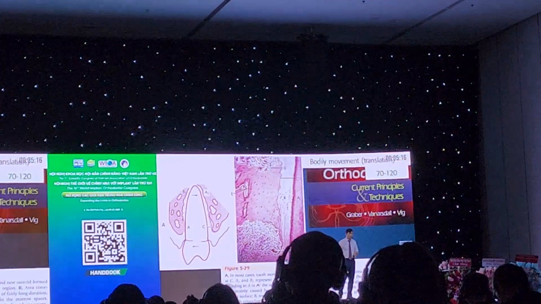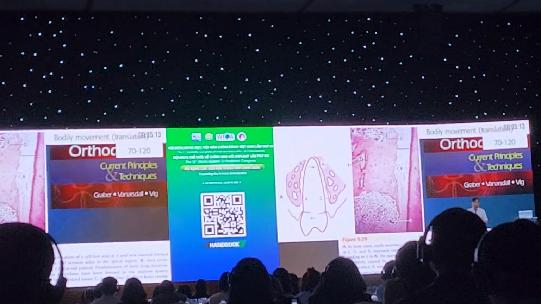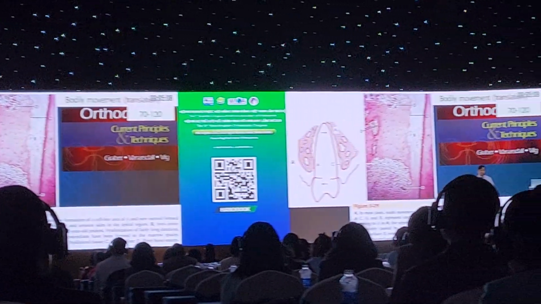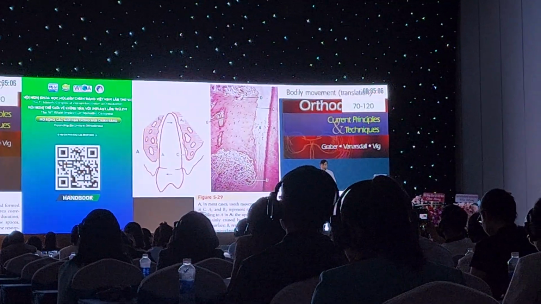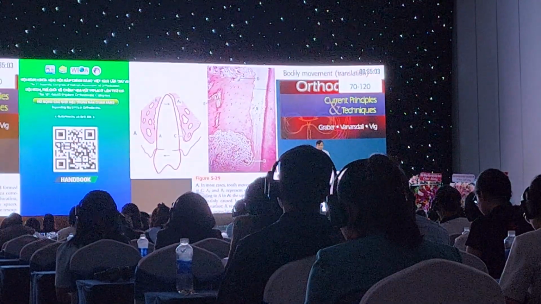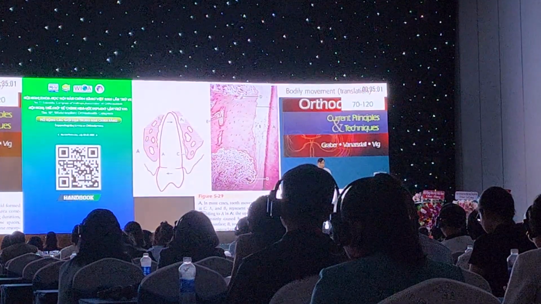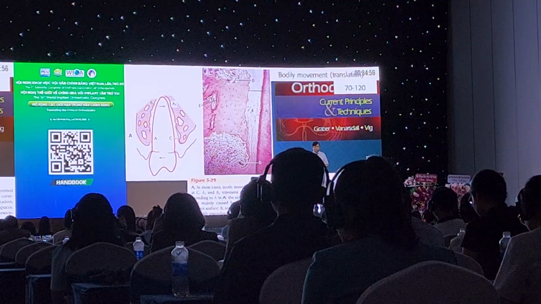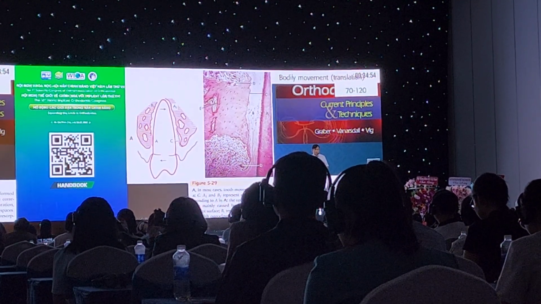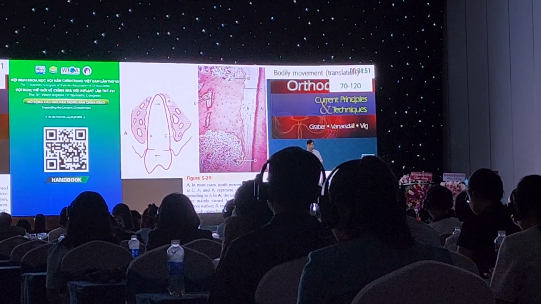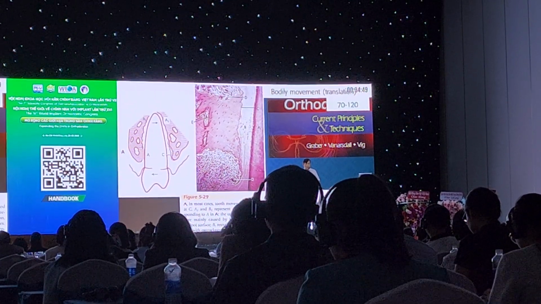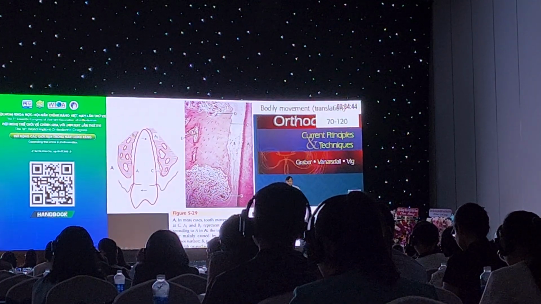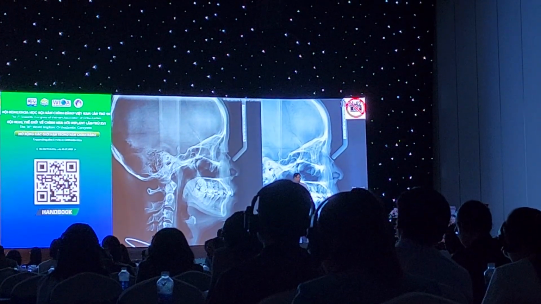It's not easy. When we see on the histology of the PDL, when we apply the force with the thick cortical bone, we will have the higher hyalinization. We will have the undermining resorption, and we can see here is the osteoclast. How do the teeth move with the cortical bone thick like this? It's impossible.